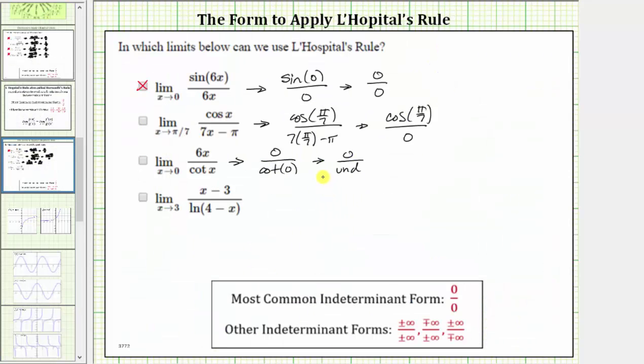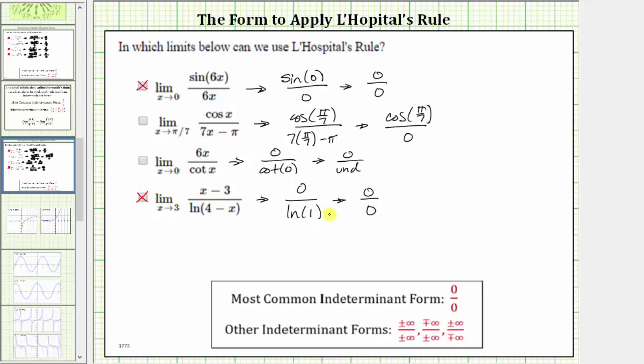And now for the last example, we have the limit as x approaches 3 of the quantity x minus 3 divided by natural log of the quantity 4 minus x. As x approaches 3, x minus 3 approaches 0, and natural log 4 minus x approaches natural log 1. And natural log 1 is equal to 0, and therefore this limit is in the indeterminate form of 0 divided by 0, and L'Hopital's rule does apply.